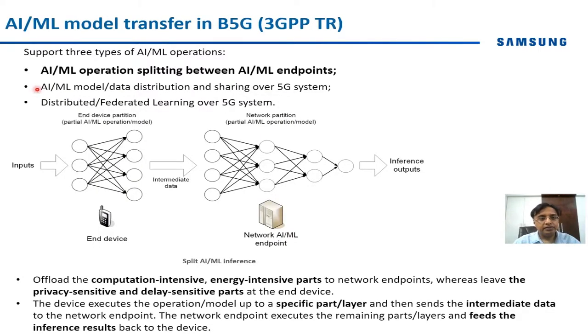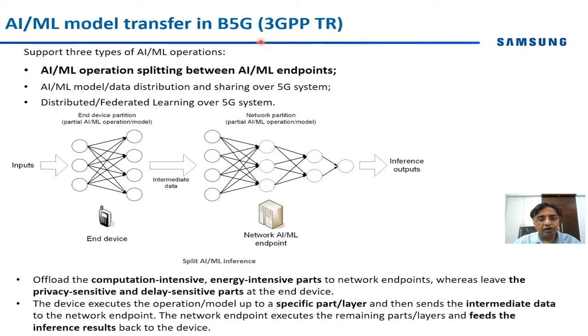This brings us to a very interesting topic which is actually being actively pursued by 3GPP: AI and machine learning model transfer in beyond 5G. This is a Release 18 study item, and it has three important considerations being evaluated to support three types of AI/ML operations in the network. The first one is AI/ML operation splitting between AI/ML endpoints. The second one is AI/ML model or data distribution and sharing over the network. And the last one is distributed or federated learning over the 5G or beyond 5G network.